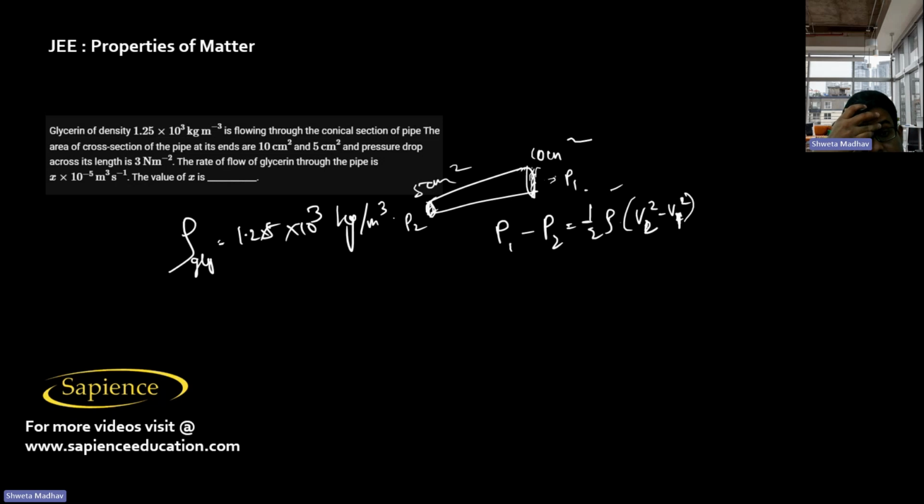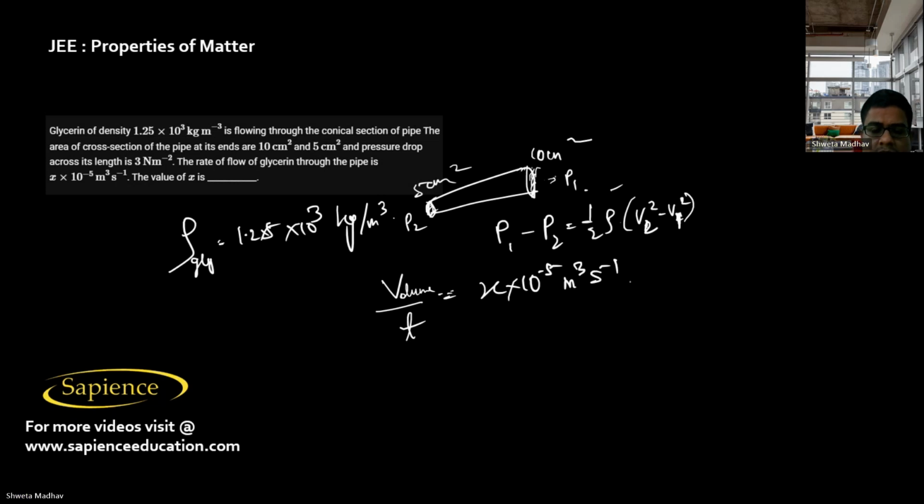And here you have to find the rate of flow of glycerin through the pipe. The rate of flow of glycerin through the pipe is x into 10 power minus 5 meter cube per second. That means it is the volume flow rate, volume by time. And the value of x is? The glycerin density they give.